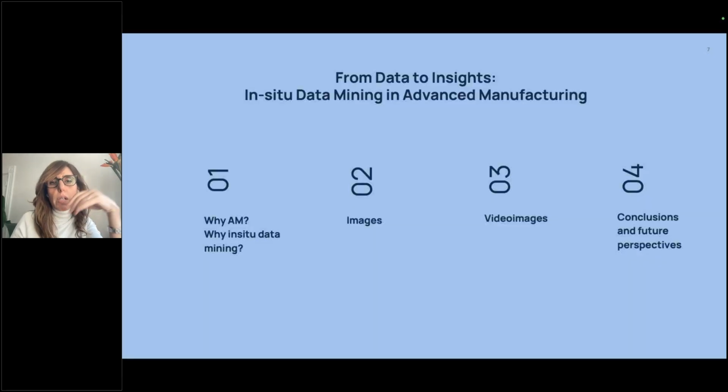So just as a short recap, I will spend a few words on why I think that additive and in situ monitoring in additive makes sense, is interesting, and is going to attract the interest of research in the future. Then I will show some examples coming from image-based analysis, video and image. It's going to be the third step, and then I will arrive at some conclusions.